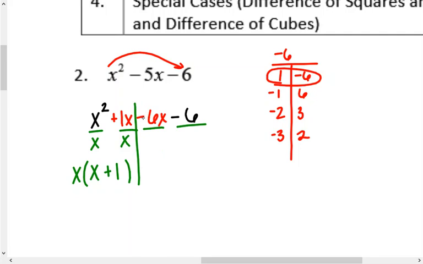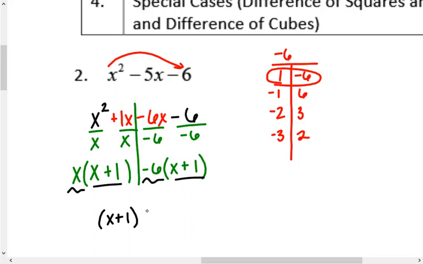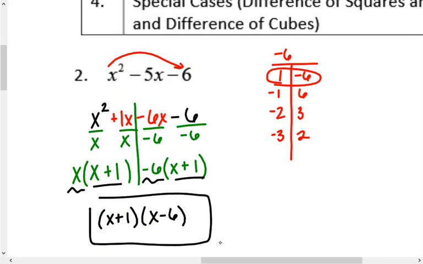GCF of the second 2, now because it's a negative, we have to take a GCF of negative, and it's negative 6. So negative 6 goes in front. I'm left with x, and then again plus 1, because 2 negatives make a positive. So again, my parentheses match. That creates one of my answers, x plus 1, and then x minus 6. Okay, so that's a review of when we didn't have a number in front of x squared.